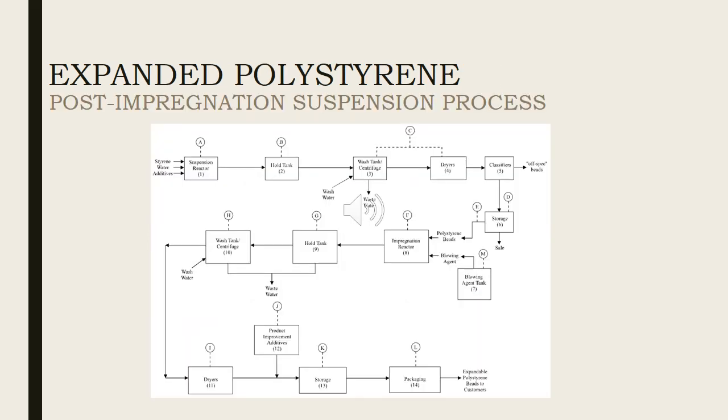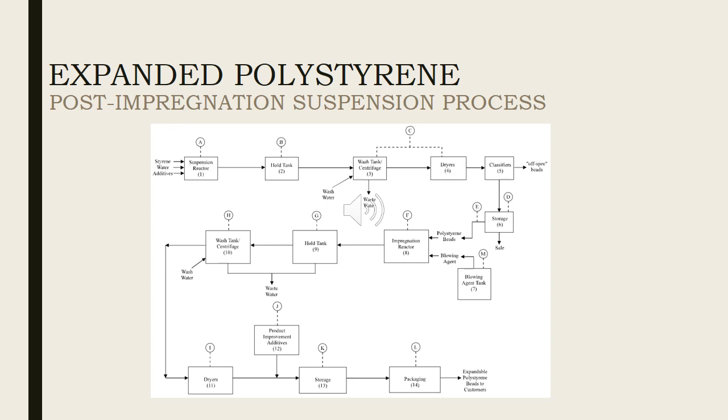Over here we are going to discuss two different industrial processes for the preparation of expanded polystyrene. These methods are the post-impregnation suspension process and the in situ suspension process. In this slide, we are going to discuss the post-impregnation suspension process. This process is essentially a two-part process using two process lines in series.